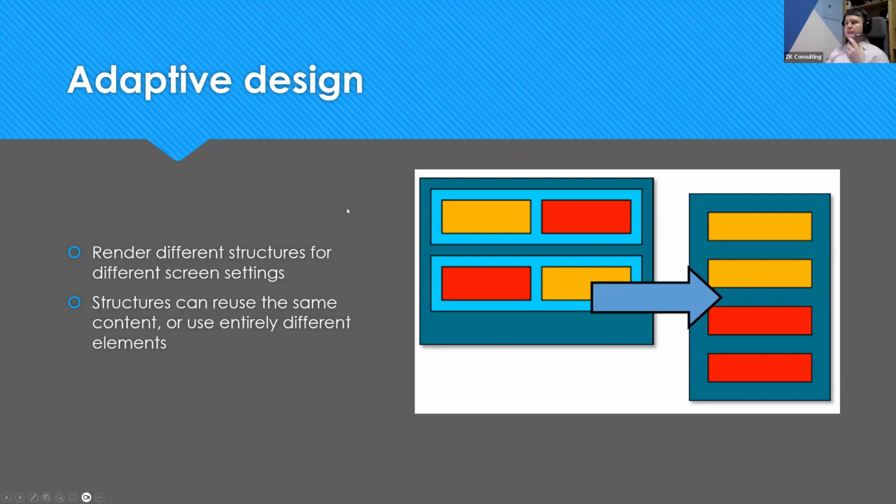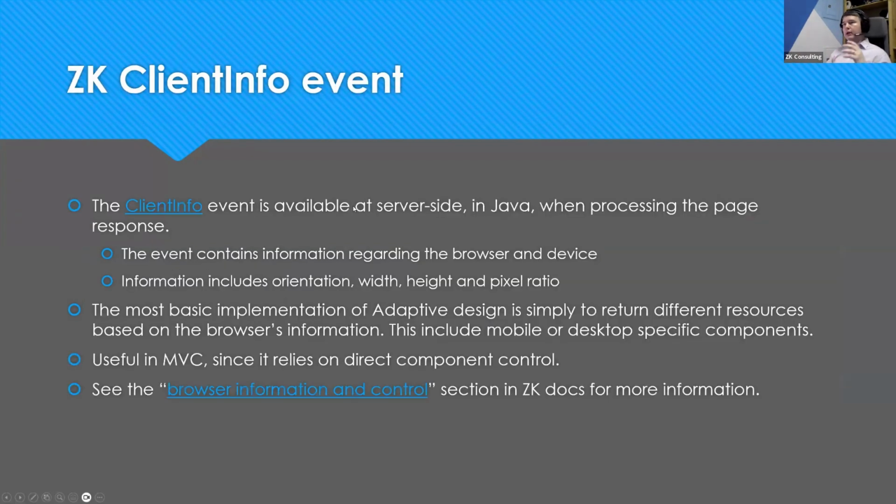How do we do this in ZK? ZK has multiple options. First is the ClientInfo event. The ClientInfo event is mostly useful for MVC-based applications because it gives the developer control over what they want to render depending on the result of an event.